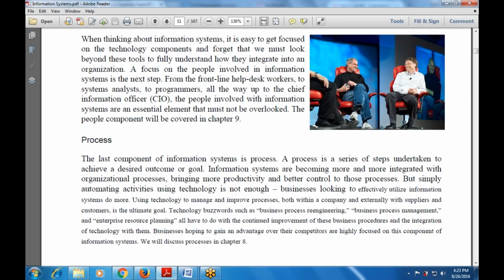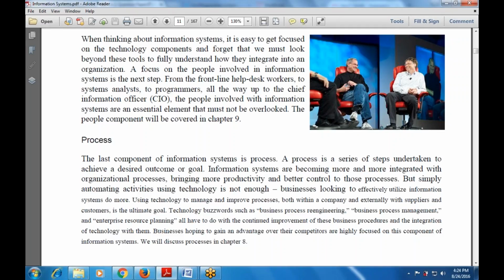Information systems are becoming larger and larger, and that is applicable while discussing the data. Information systems are coming up with technology and becoming more and more integrated with the organizational processes, bringing more productivity and better control to those processes. But when we simply automate the activity using the technology, that is not enough.